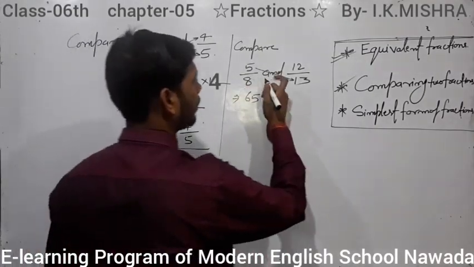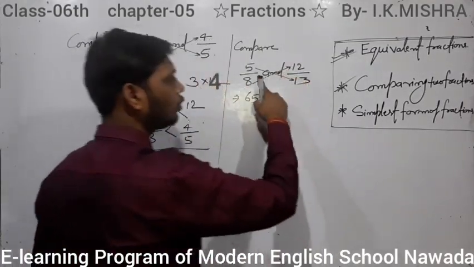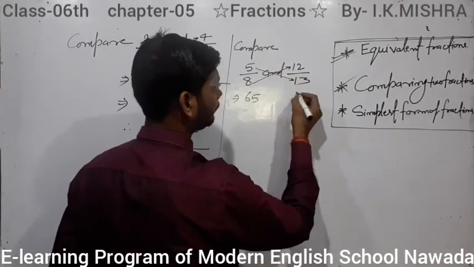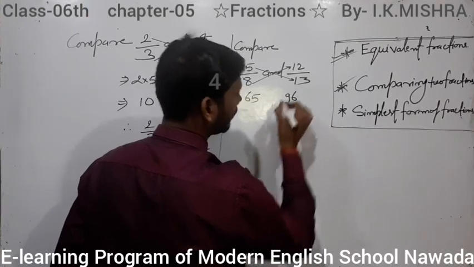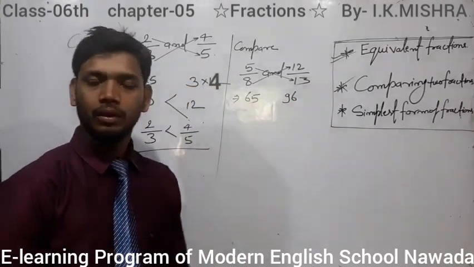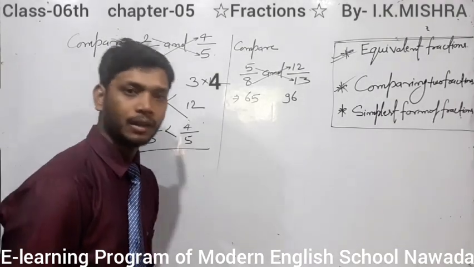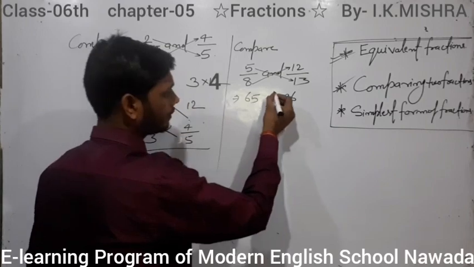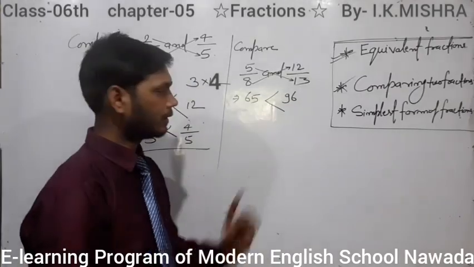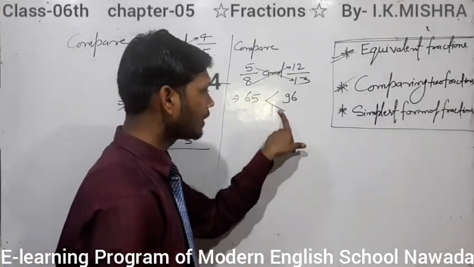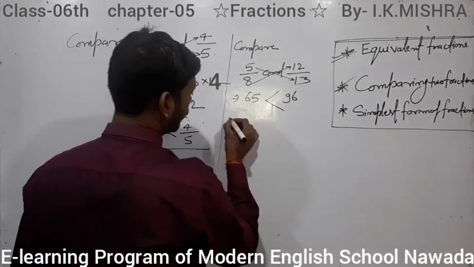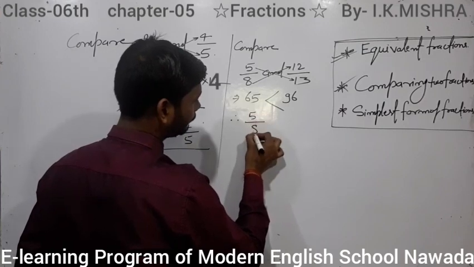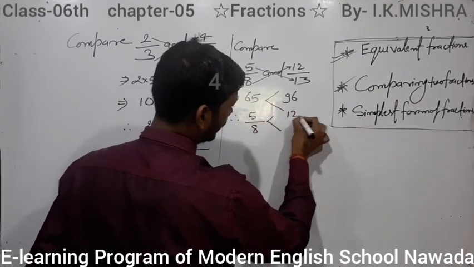After that you have to multiply 8 into 12. Then here you will get 96. 12 into 8, 12 8s are 96. Students, here 96 is greater, that means this symbol is used here. Similarly, that means 5 by 8 is less than 12 by 13.